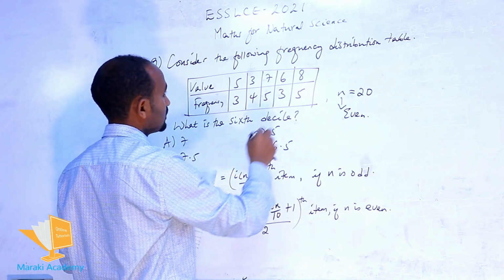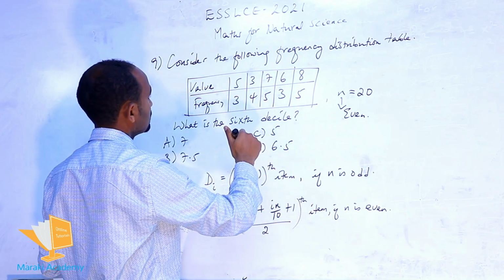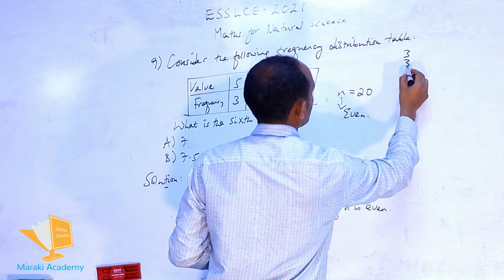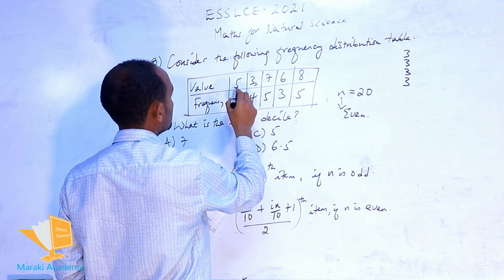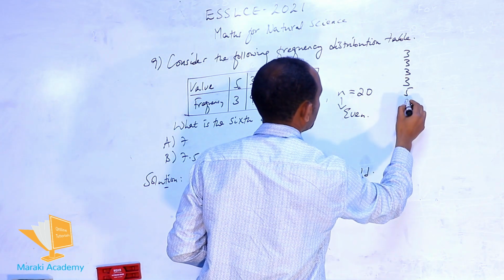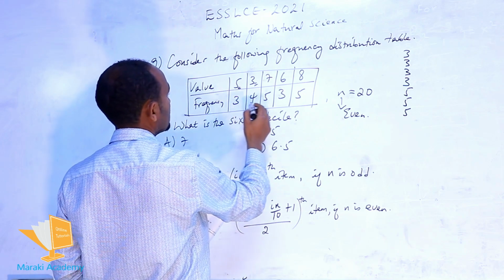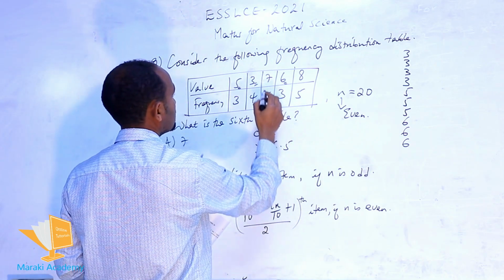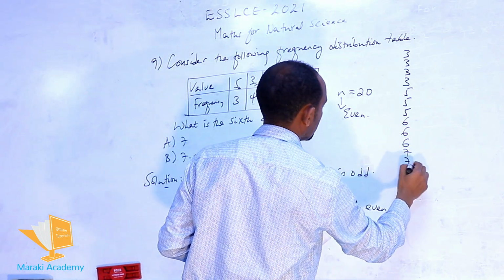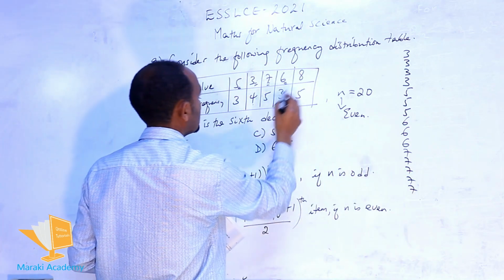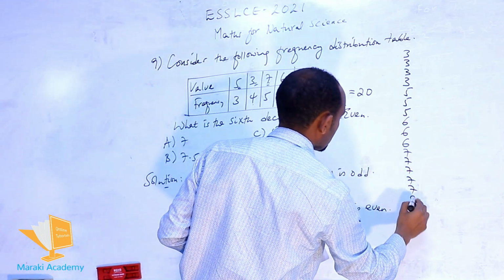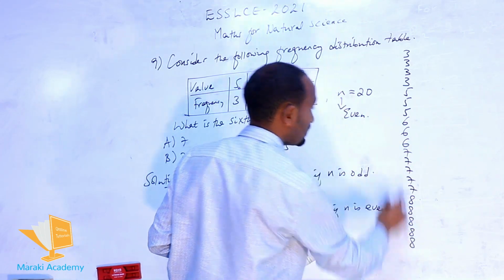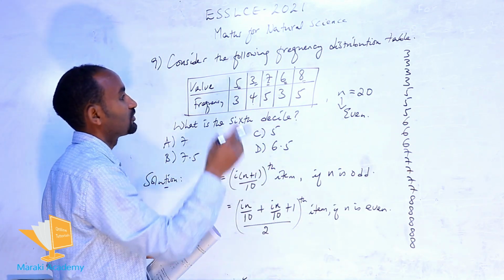So what are the values? We should write them from the lowest to the highest. The lowest is 3, 4 times: 3 3 3 3. The next lowest is 5, 3 times: 5 5 5. Next is 6, again 3 times: 6 6 6. Next 7, 5 times: 7 7 7 7 7. And then 8, 5 times again: 8 8 8 8 8. So a total of 20 items with their frequencies.